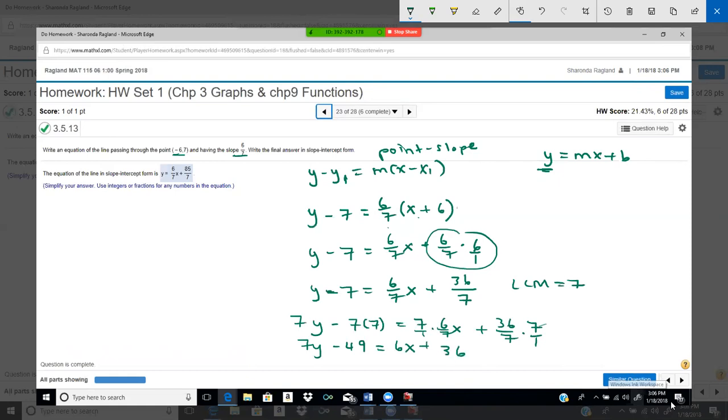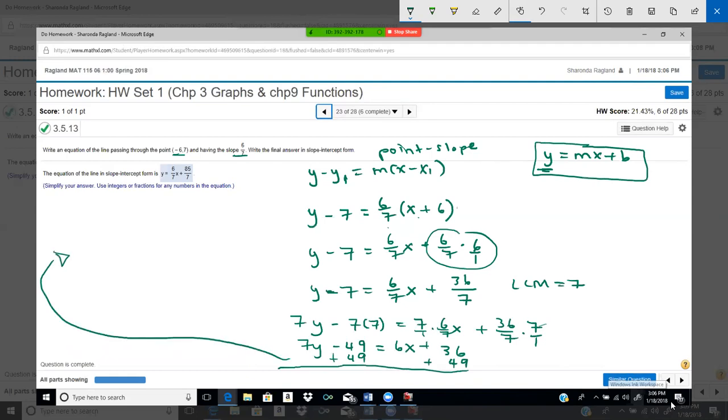All right, so now what? No more fractions. I still need to put it in this form. Solve for y. So now add 49. I'm going to move it over here. So we add 49, we get 7y is equal to 6x plus 85. Now what? Divide everybody by 7. And so therefore y is equal to 6 over 7x plus 85 over 7.